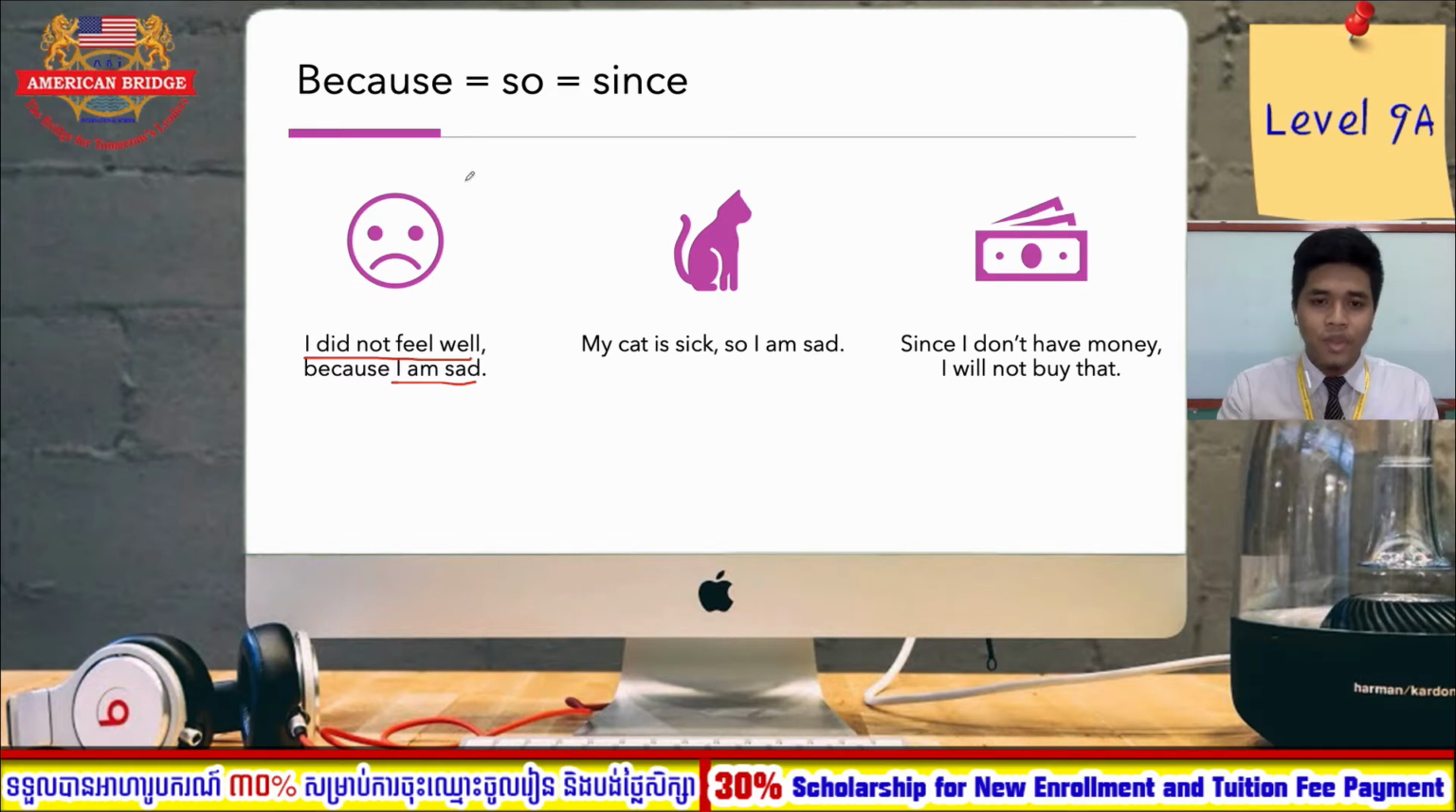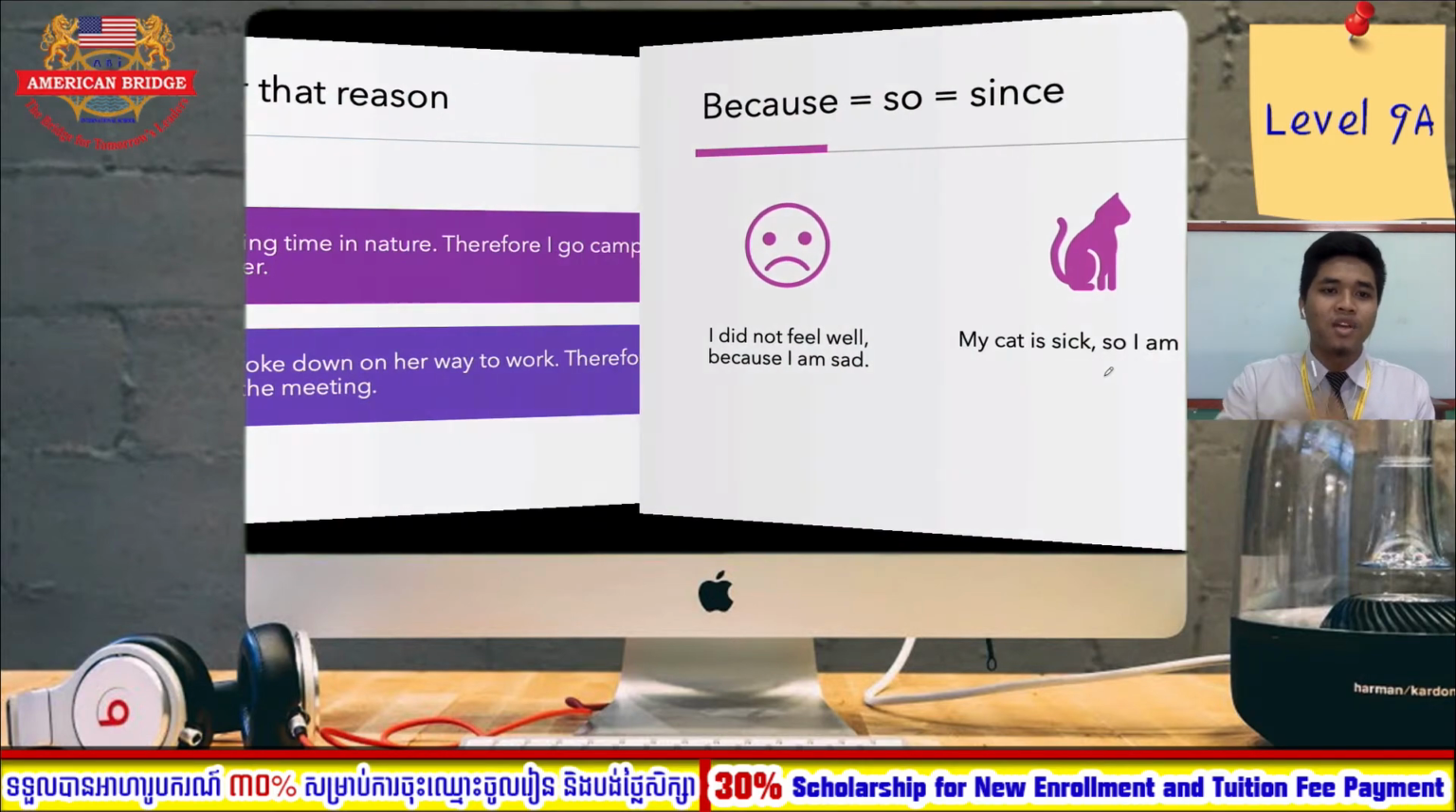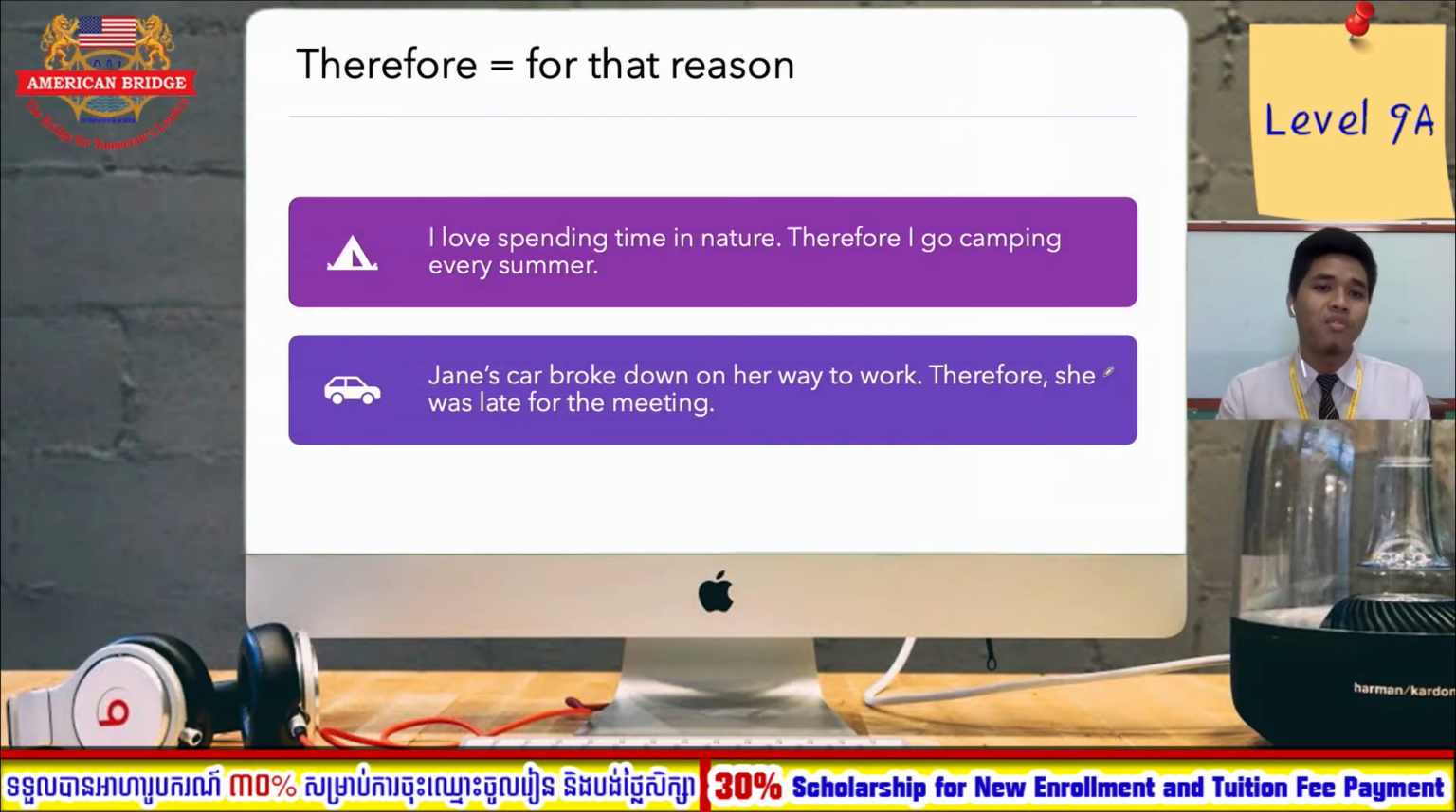the cause. My cat is sick, so I am sad. Since I don't have money, I will not buy that stuff, because you have no money. So everyone, let's move on to another word, which is therefore.